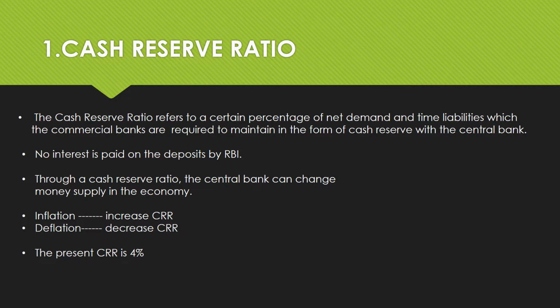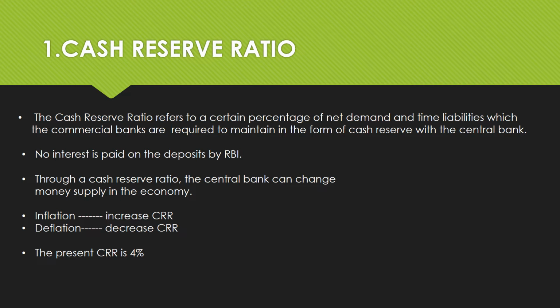are required to maintain in the form of cash reserves only with the central bank. It is maintained only in the form of cash, not in any other asset form or liquid asset. Here, one thing we need to understand is net demand and time liabilities. It is the total of the deposits from the saving account, recurring account, current account, and fixed deposit account. As these deposits by the customers are liabilities for the bank, it is known as net demand and time liabilities.